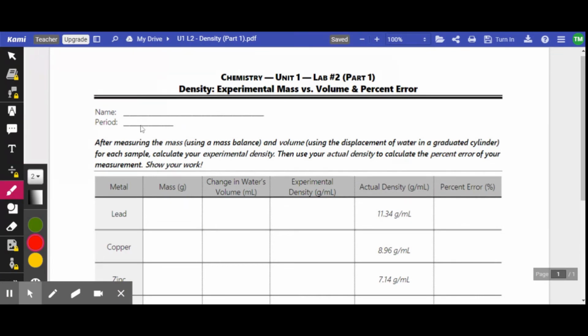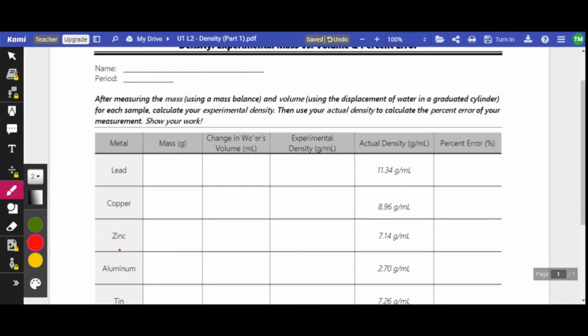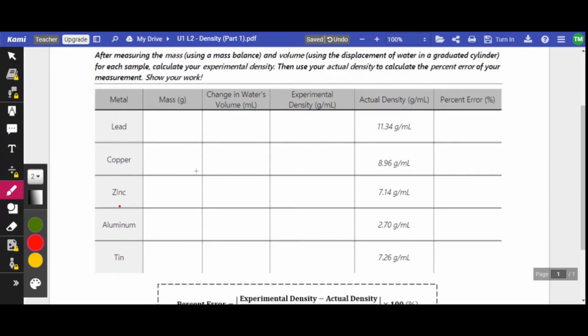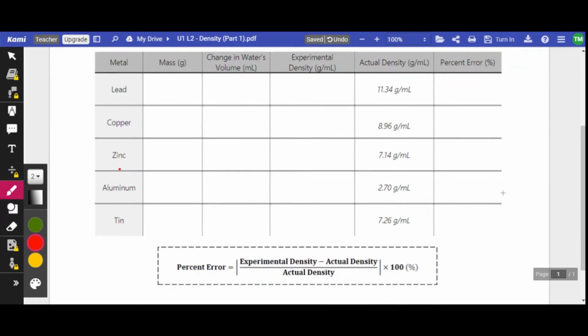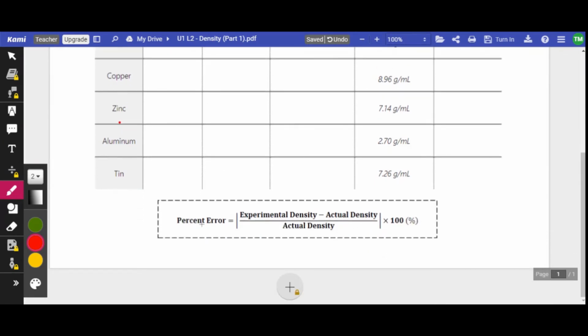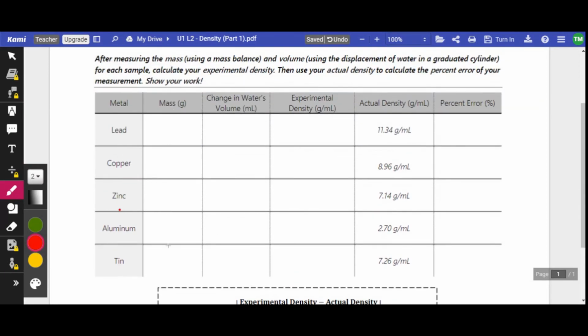And here I've got my lab. I've got some instructions up here at the top, and some places where I'm going to be taking data like mass, change in water's volume, experimental density, actual density, which is given to me, and the percent error, where the equation for percent error is down here at the bottom, so I can work that out here. I'll be plugging in values for mass and the volume of 5 different metals: lead, copper, zinc, aluminum, and tin. I'll be using the mass and the volume to calculate the density, since density is mass divided by volume.